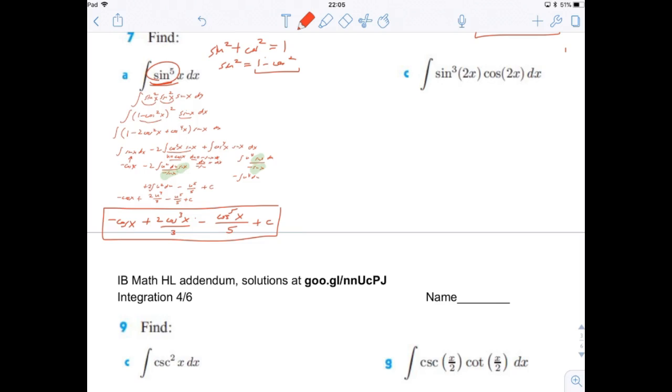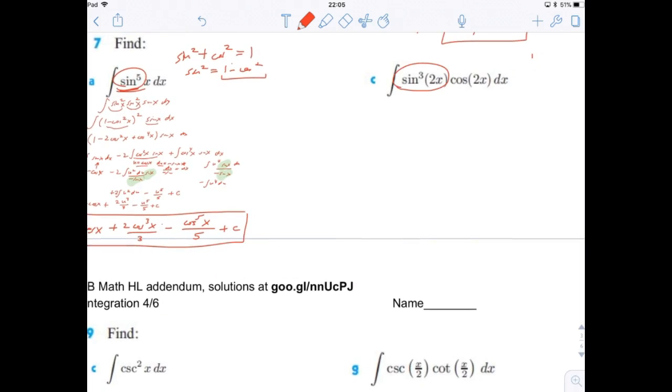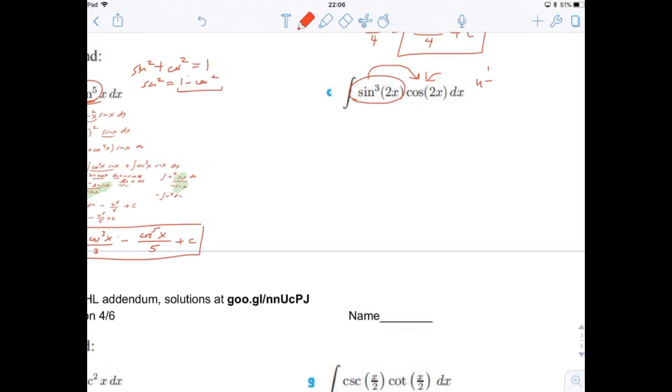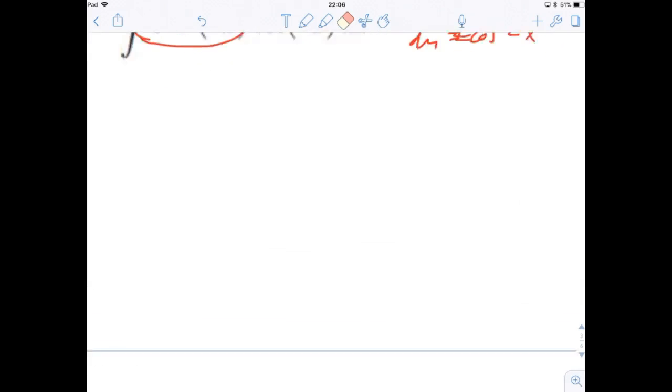This last one doesn't look too bad. Remember, if you have a mixture of sines and cosines, that's kind of a good thing, right? So we could say, this looks like it has something to do with u, and the du looks like it might be this, because if you take the derivative of the inside of sine cubed, which is sine, you would get cosine, right? So let's try the substitution u equals sine of 2x. Then du would equal cosine 2x times 2. Okay, that looks promising.